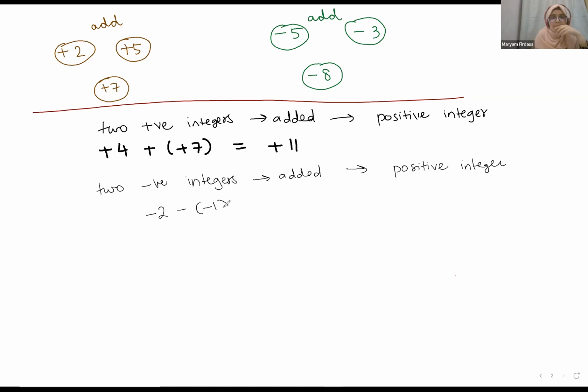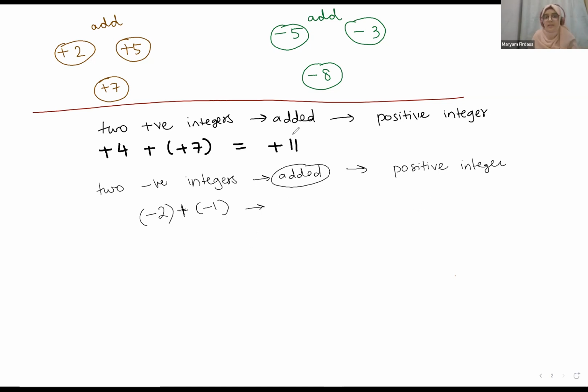+1. -2. Okay. See, it says when two negative integers are added. So we have to add them. Can we add them? Let me just put a plus sign over here. Is that okay? Yes. That's going to be +3. Are you sure it's going to be +3?